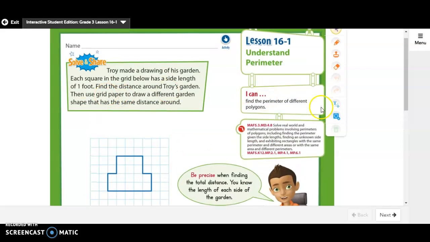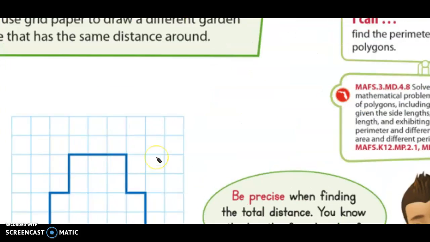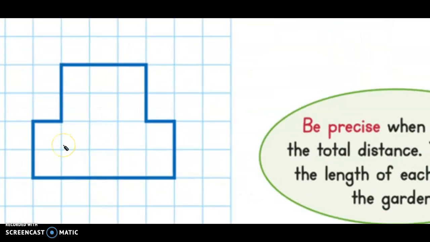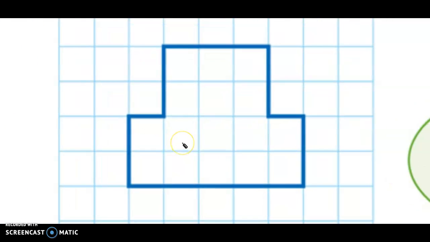And they're saying that these are 1 foot. So we can pretend that these squares, we'll just call them feet just to make that a little bit easier. It wants us to find the distance around Troy's garden. So if we come up here really close to his shape, you can pick anywhere to start because you're going to get back to that starting point and you're going to have the same number no matter where you start, as long as you finish and you count correctly. So I'm going to start at this top left corner right here. Remember, each distance between squares is 1.